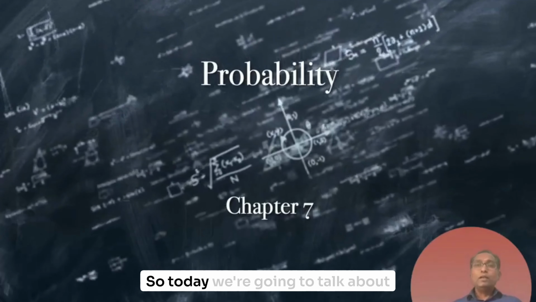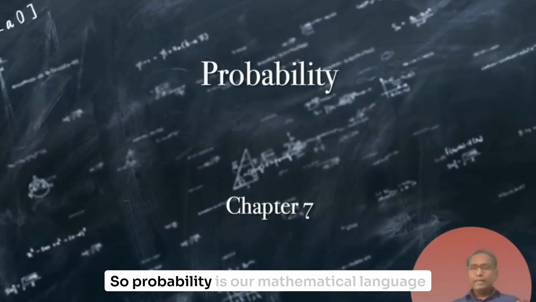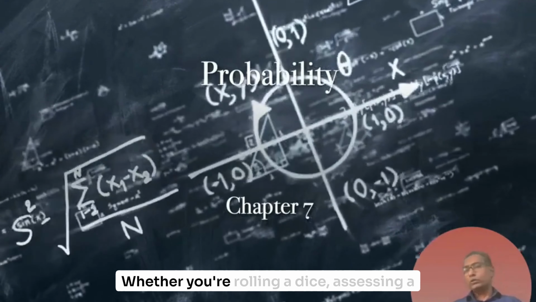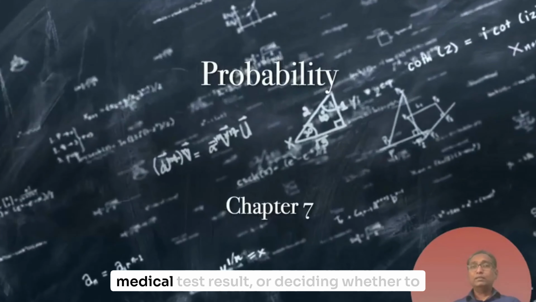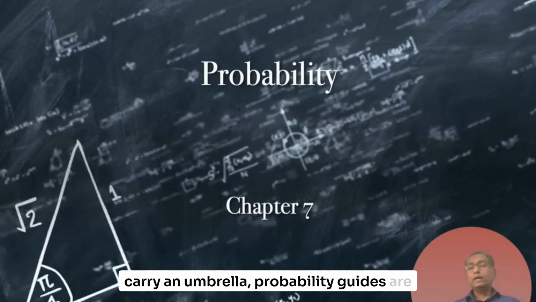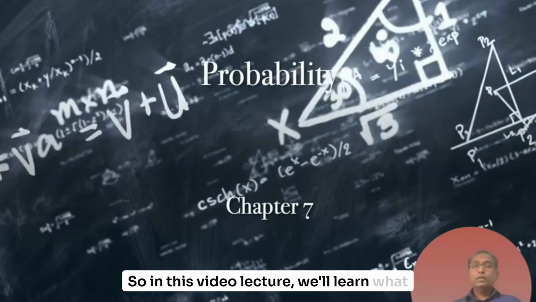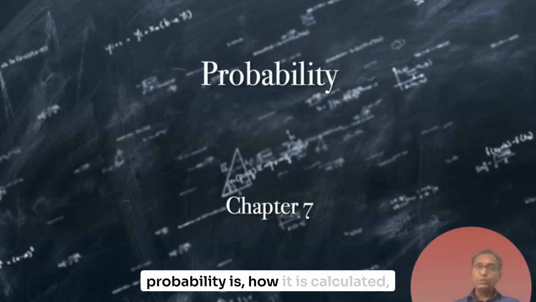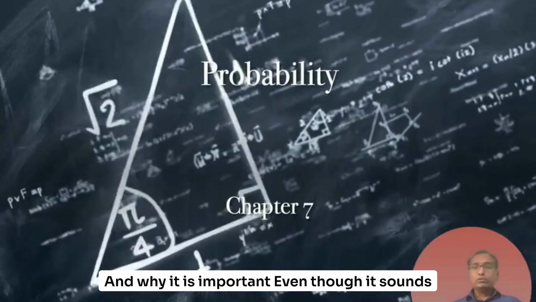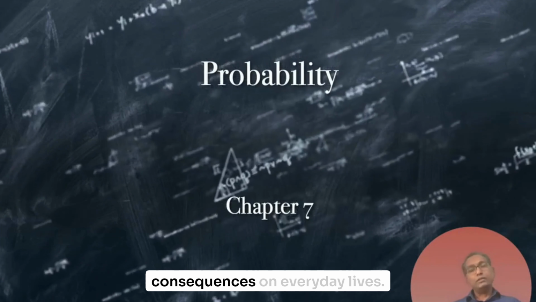Hello. So today we're going to talk about probability in this unit. Probability is our mathematical language for uncertainty. Whether you're rolling a dice, assessing a medical test result, or deciding whether to carry an umbrella, probability guides our rational decisions. In this video lecture, we'll learn what probability is, how it is calculated, and why it is important. Even though it sounds really abstract, it has real practical consequence in our everyday lives.